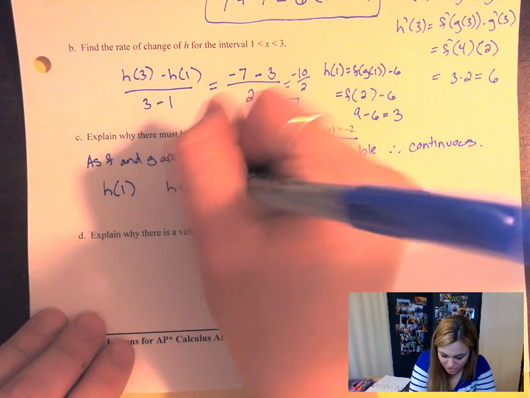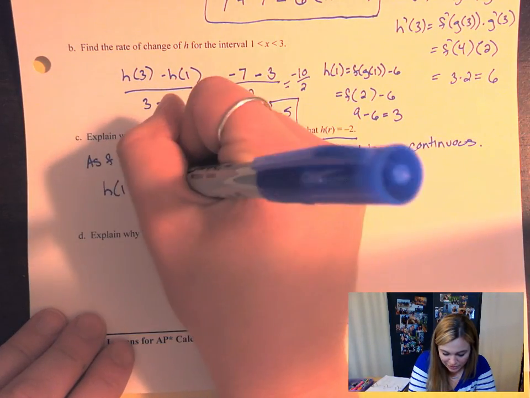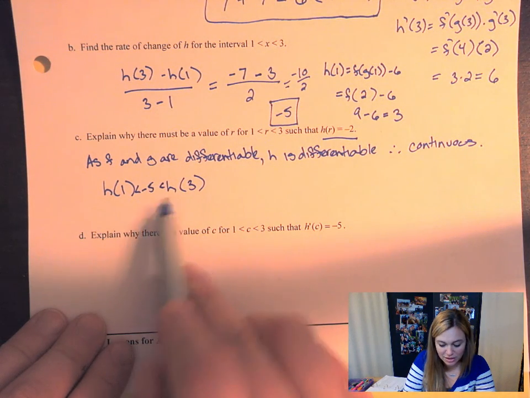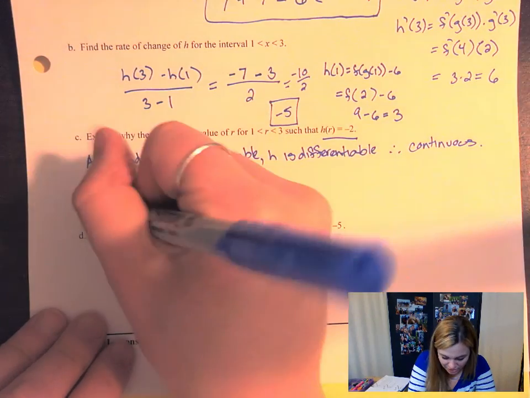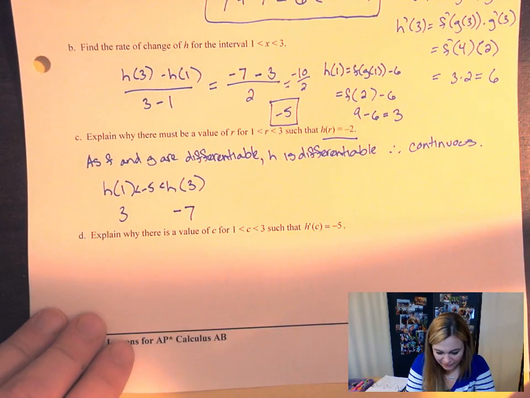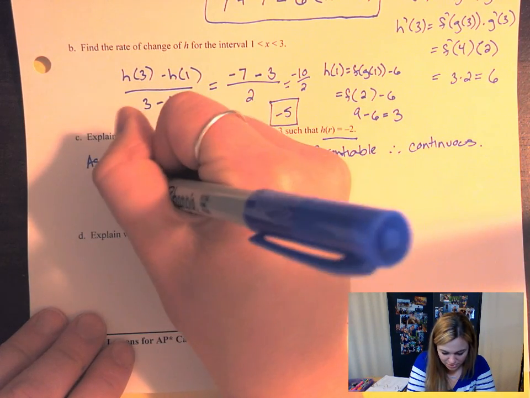If I look and I see a value, we know h of 1 and h of 3. And do I know that negative 5 is in between there? I shouldn't have put it this way. This could have been greater than and greater than. So let's check it out. H of 1 we knew was 3. H of 3 was negative 7. So yes, I definitely shouldn't have put that in there. There we go.